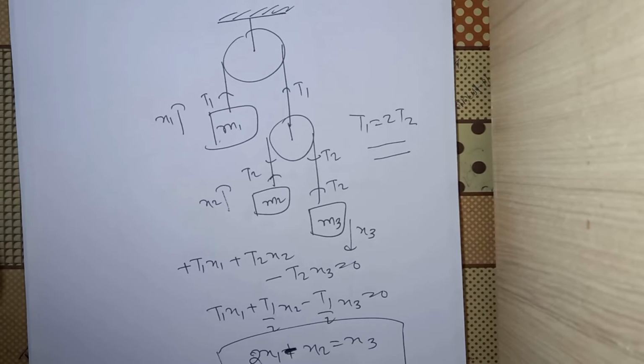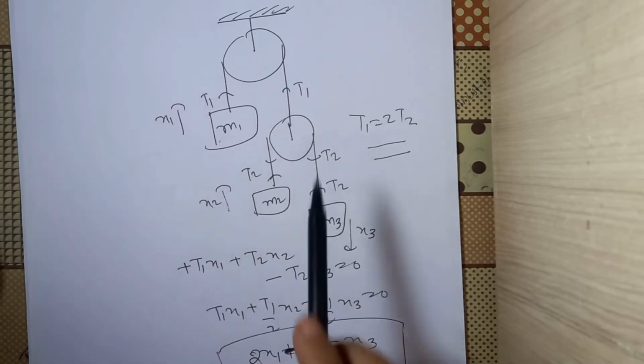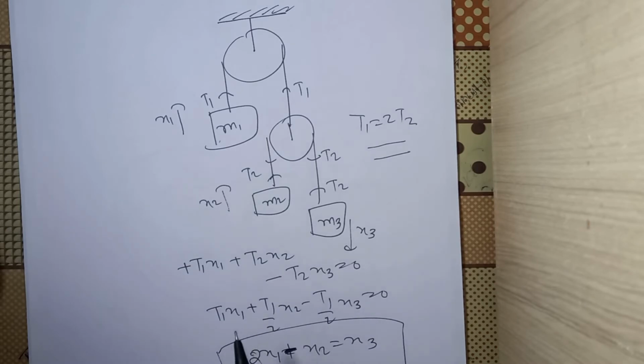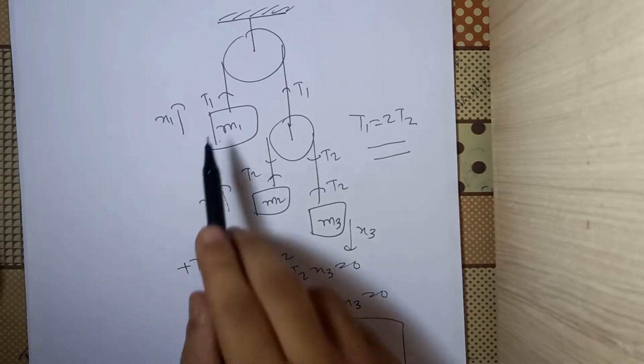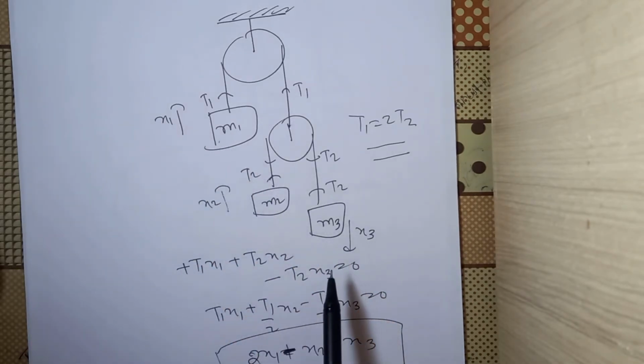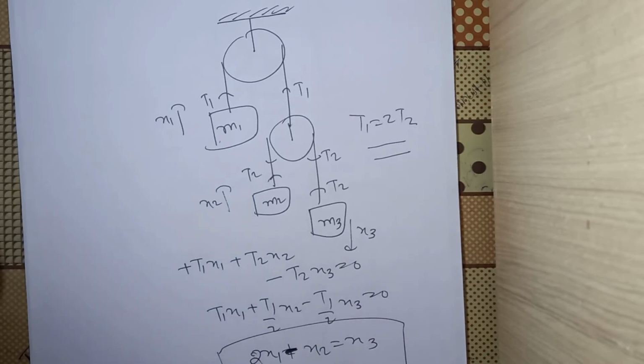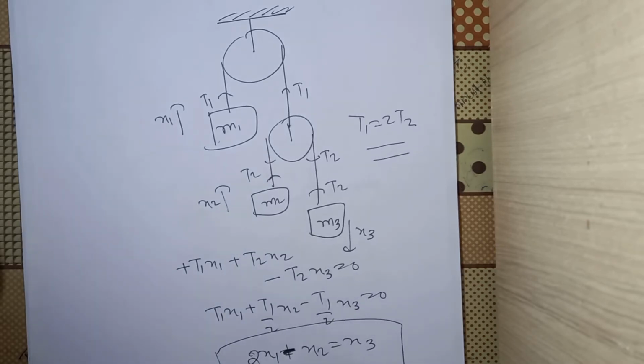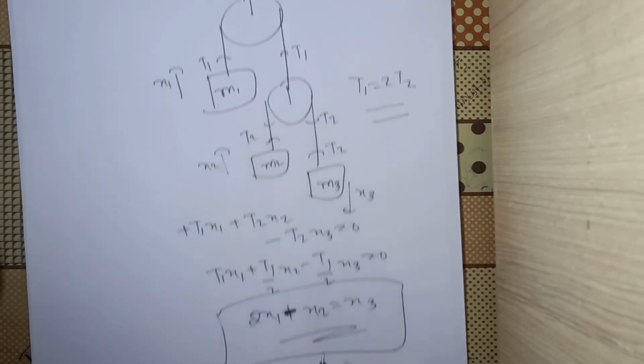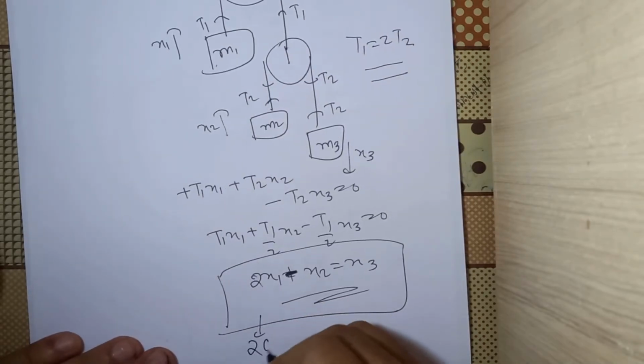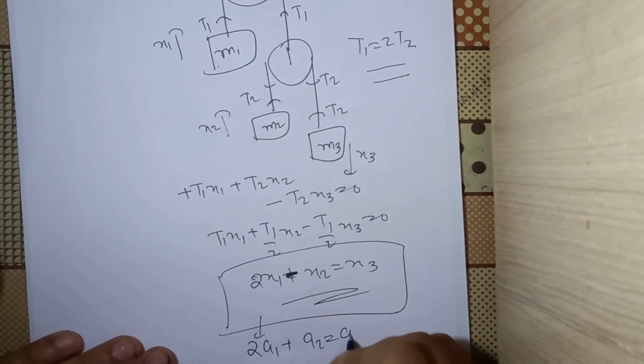So you could apply this principle to any system. Just keep in mind that first of all, you just need to draw the tensions, and then the net work done by an internal force like tension is always zero. So you just need to identify all the mass points and then simply write the work done for all those masses. So I hope this part is pretty much clear. Obviously we can now differentiate it two times to get 2a1 plus a2 equal to a3.